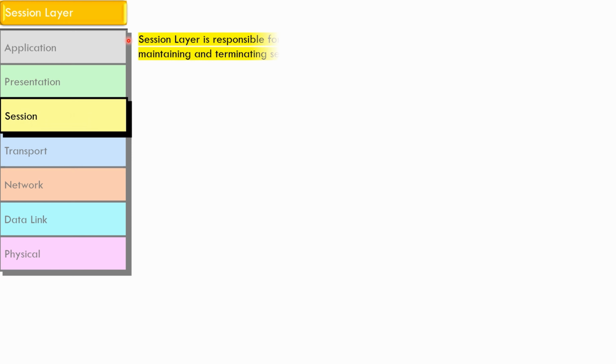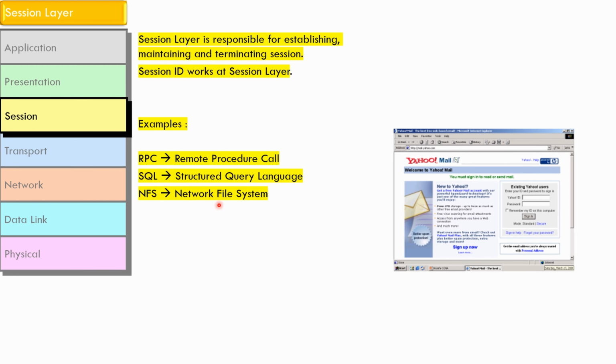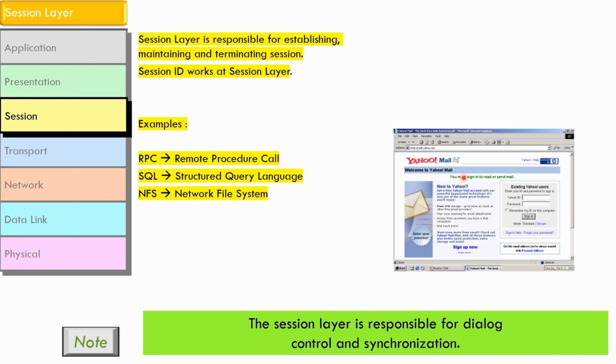The session layer is responsible for establishing, maintaining, and terminating sessions. Session ID works at the session layer. Examples: remote procedure call, SQL, structured query language, network file system. Here you can see the Yahoo image file. If you are using Yahoo Mail in one tab and YouTube in another tab, the session is taken care of by the session layer. This is an important thing. The session layer is responsible for dialog control and synchronization.